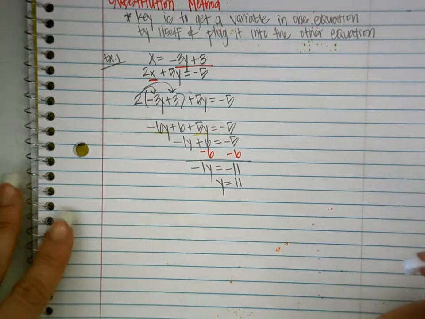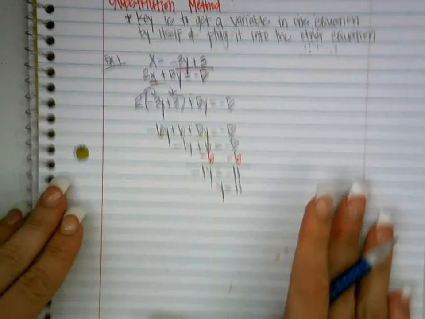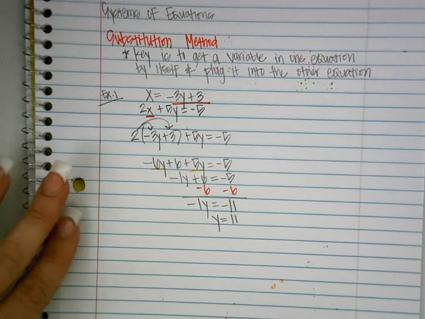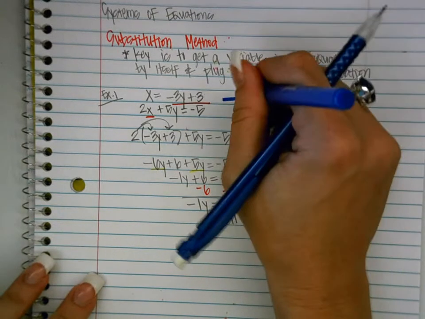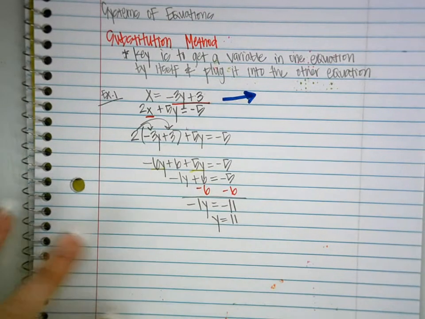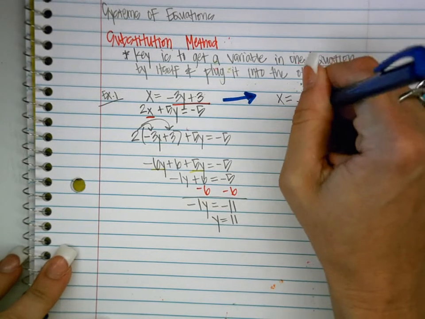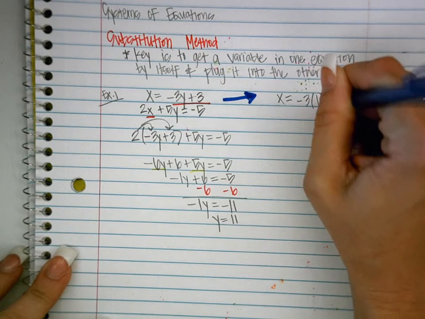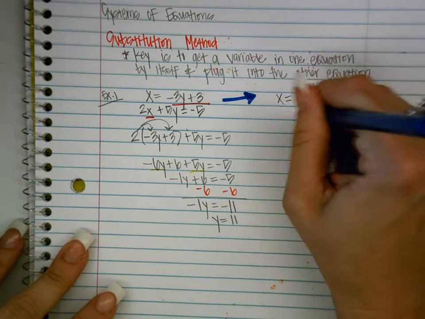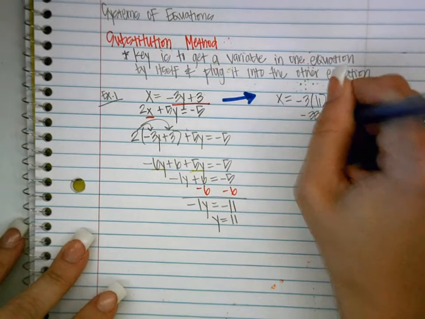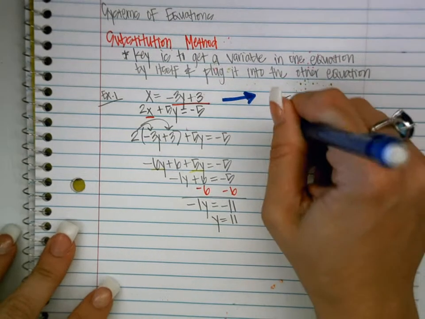Now, you're only half done. Now that you have the y, how can I find the x? Plug it into the other. You can plug it into any of these equations. I would use this first one because it looks like it's going to be the easiest. So from that equation, you're going to plug in y of 11. So x equals negative 3 times 11 plus 3. And then just work it out. Negative 3 times 11 gives you negative 33. Negative 33 plus 3 gives you negative 30. So that's your x portion.